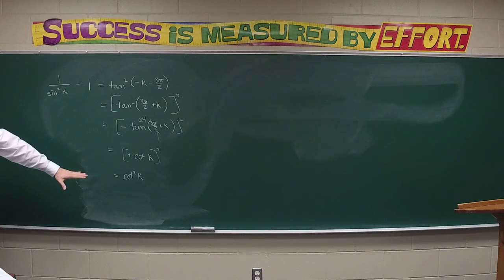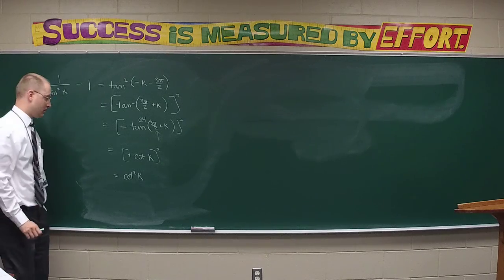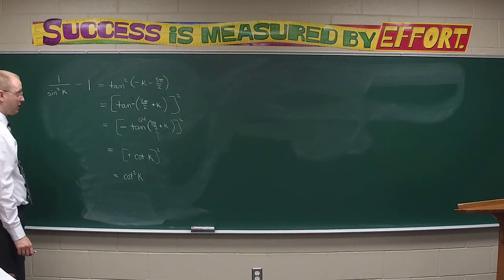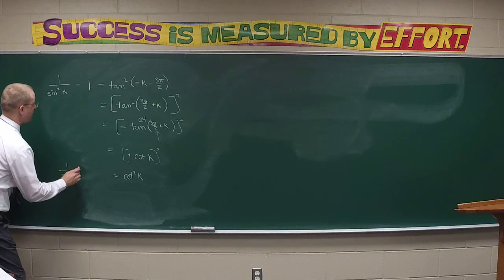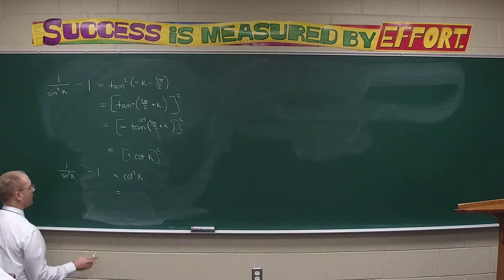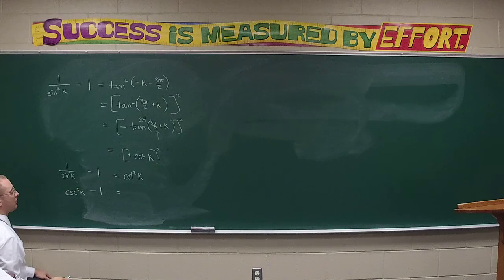At this point, we could try to go over to the other side, or we could leave it and recopy and try to get everything to cotangent squared. It's up to Ethan. 1 over sine squared kappa equals cosecant squared. So we're going to recopy this. You said this becomes cosecant squared kappa minus 1, and then cosecant squared kappa minus 1 equals cotangent squared kappa. Correct?